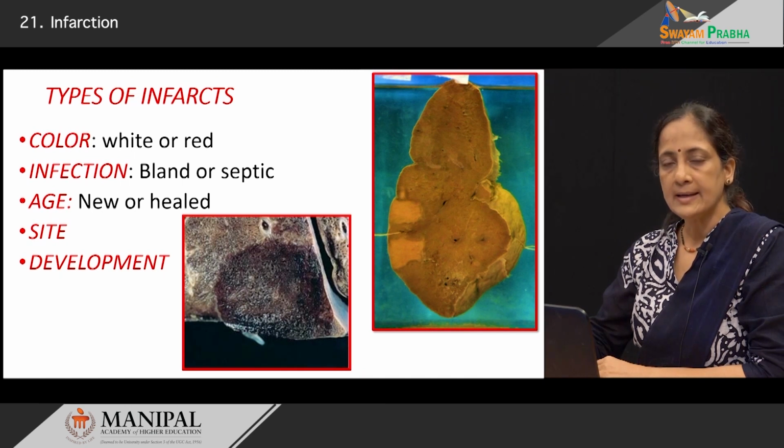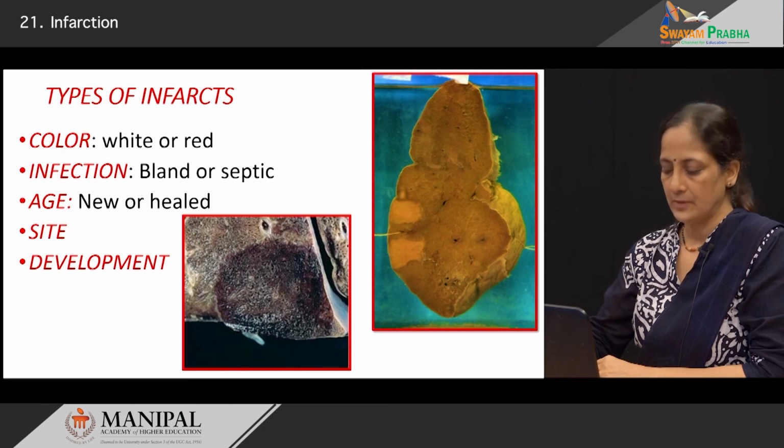For example, if a bland embolus blocks the vessel, coagulative necrosis is of the bland type, whereas if a septic embolus blocks a vessel, superadded inflammation and suppuration results in a septic infarct. Infarcts can also be classified according to the age of the infarct. A freshly developed infarct is often referred to as a new infarct or an early infarct, whereas one which has undergone organization and healing by scarring is called a healed infarct.